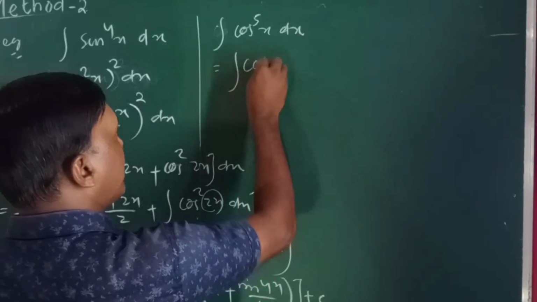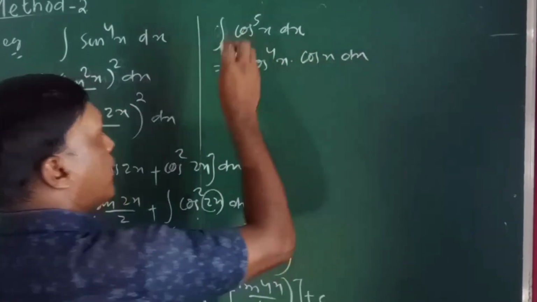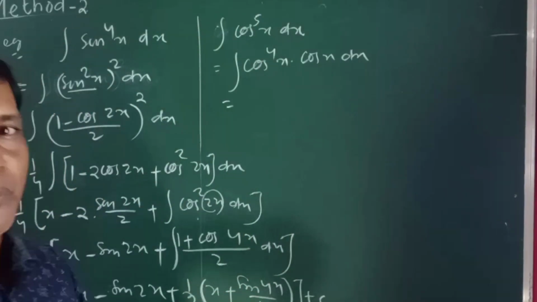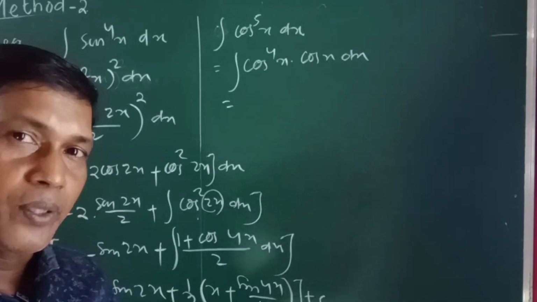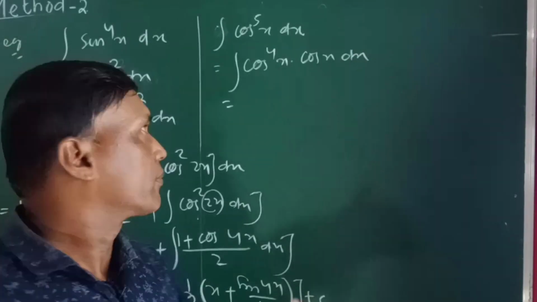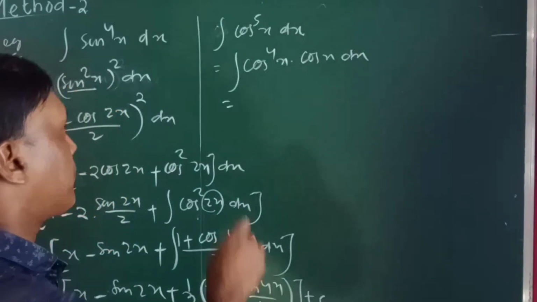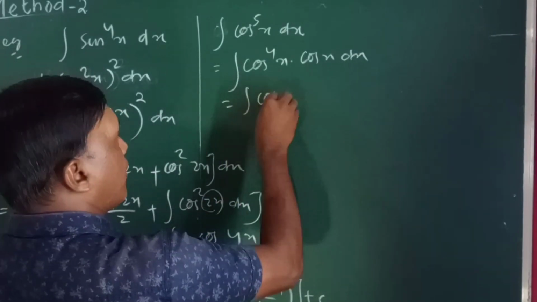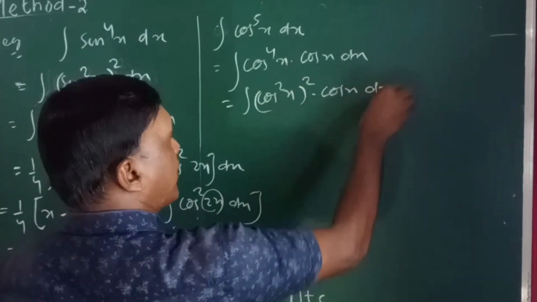That means this is cos to the 4x into cos x dx. Now this is cos to the 4, now this is even. So if it is even, then it can be expressed as the power of cos square. That means I can write it as cos square x to the power 2 into cos x dx. Now I find cos square.